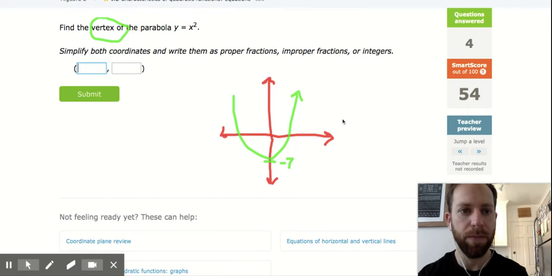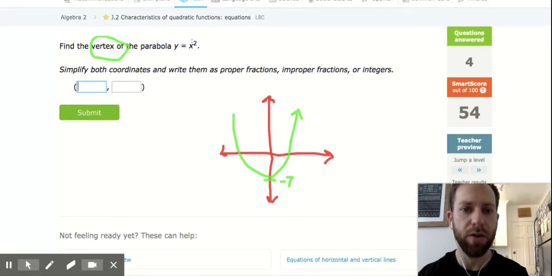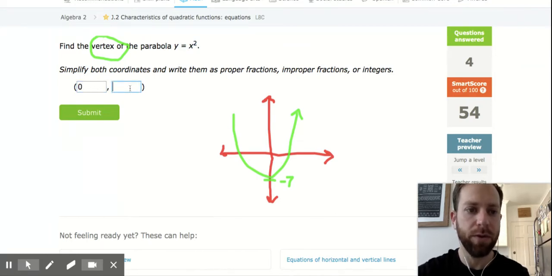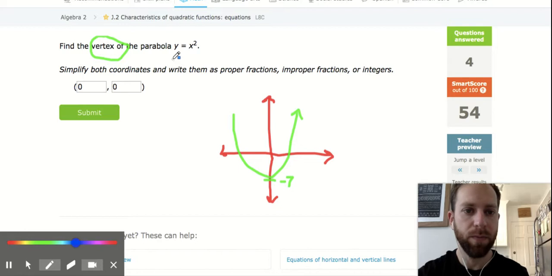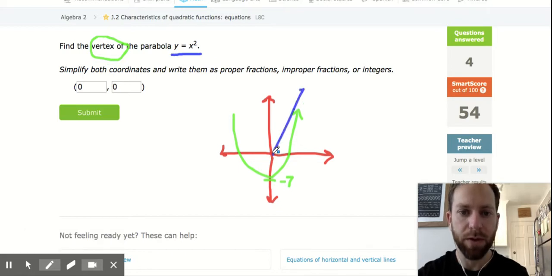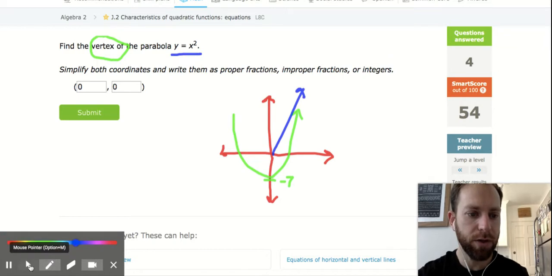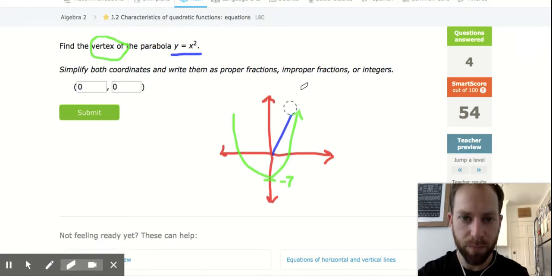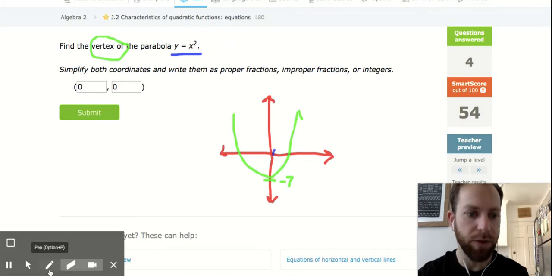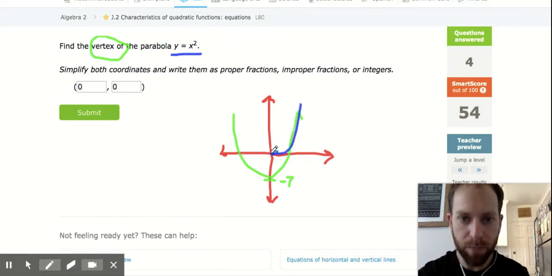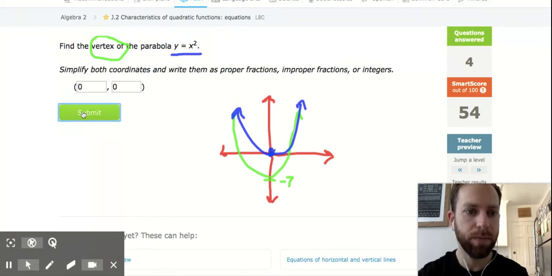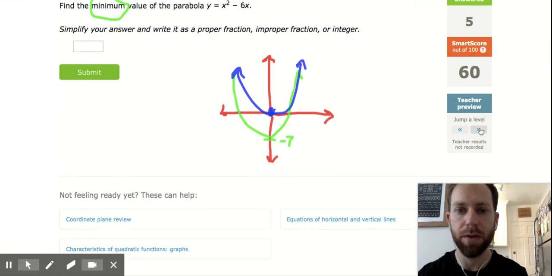All right, let's try a slightly harder one. Right, the vertex of this parabola, x squared, would just be 0, 0, because it's the original parent function. Y equals x squared. It's just like this. Oops, excuse me. That should not be straight. That should be curved. Right? This is what y equals x squared looks like. This is the vertex, 0, 0. Now let's go to the next level.